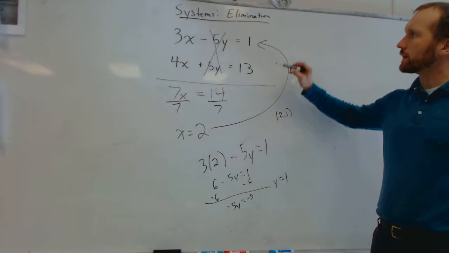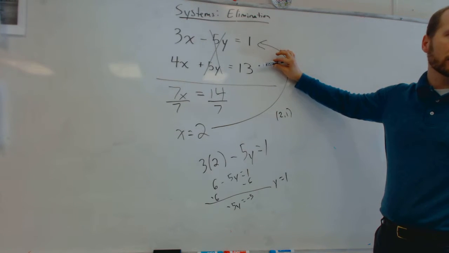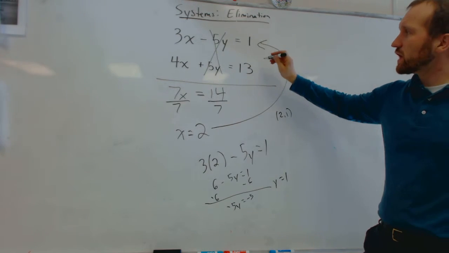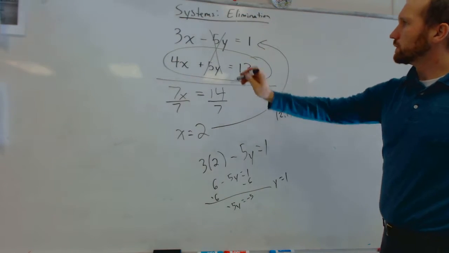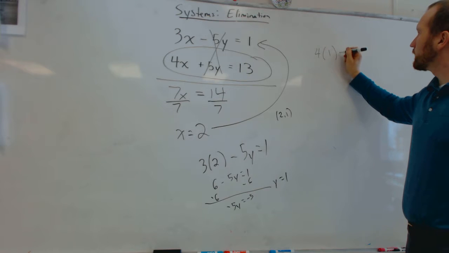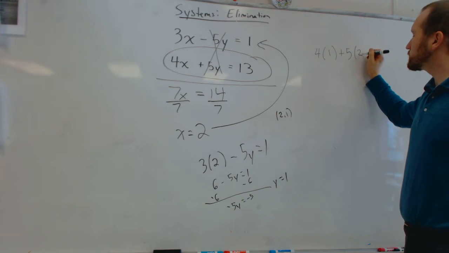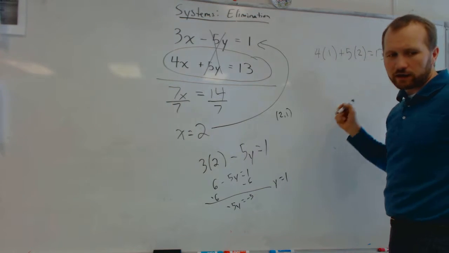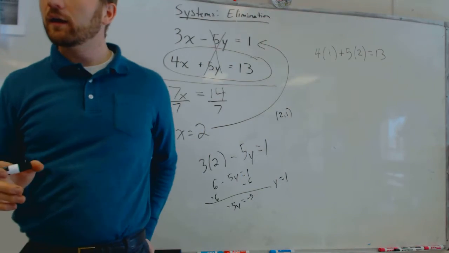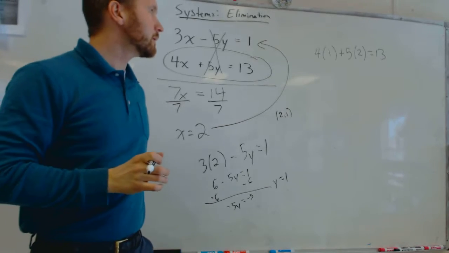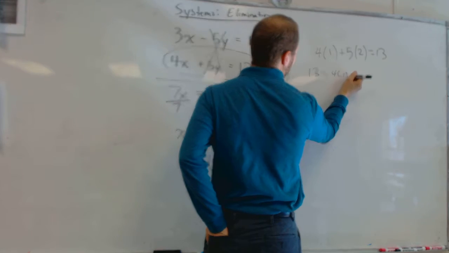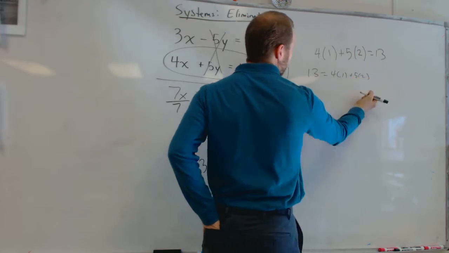How did I find y? Did I use the first equation or the second equation? I plugged it in here. I used the first equation. Let's check it in the second equation. So I'm going to say 4 times 1 plus 5 times 2 equals 13, right? No, that's wrong. It's the other way around. So 13 equals 4 times 1. Is that what you're saying? The other way around? Does that matter?